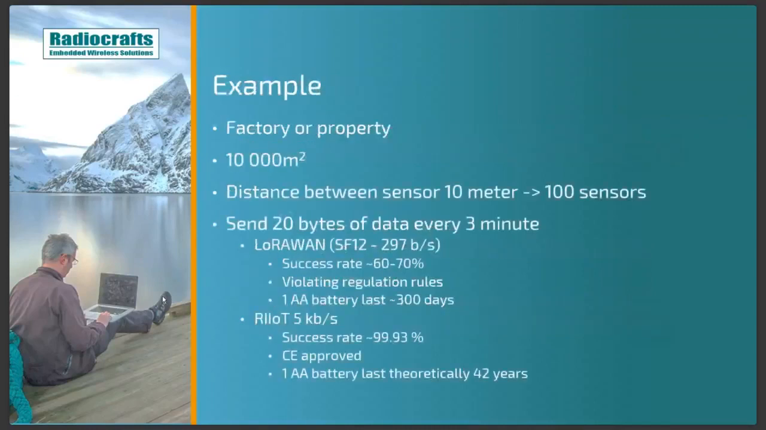So let me give you an example of a use case. Assume you're having a factory or a large property, which is 10,000 square meter. And this is in an IoT enabled factory or property. So that means that on average, every 10 meters, there's a sensor of some type, monitoring a machine, monitoring a room usage, monitoring some humidity, monitoring some gases, and anything.